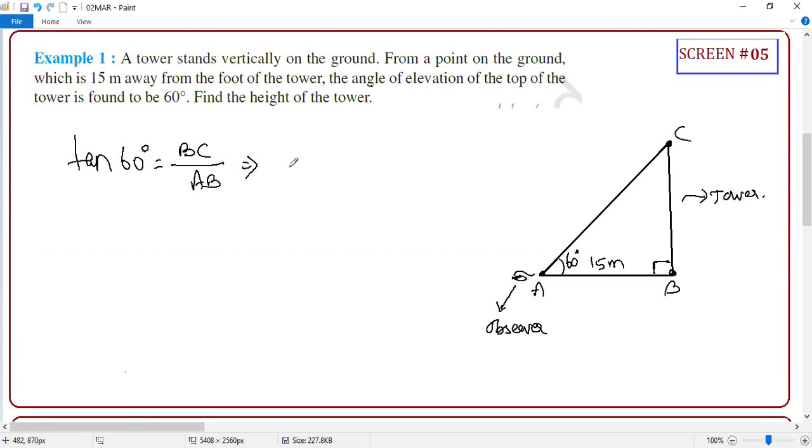Are you okay to remember, guys? Tan 30 equal to 1 by root 3. Tan 60 equal to root 3. Guys, the entire chapter just by using two values, right?